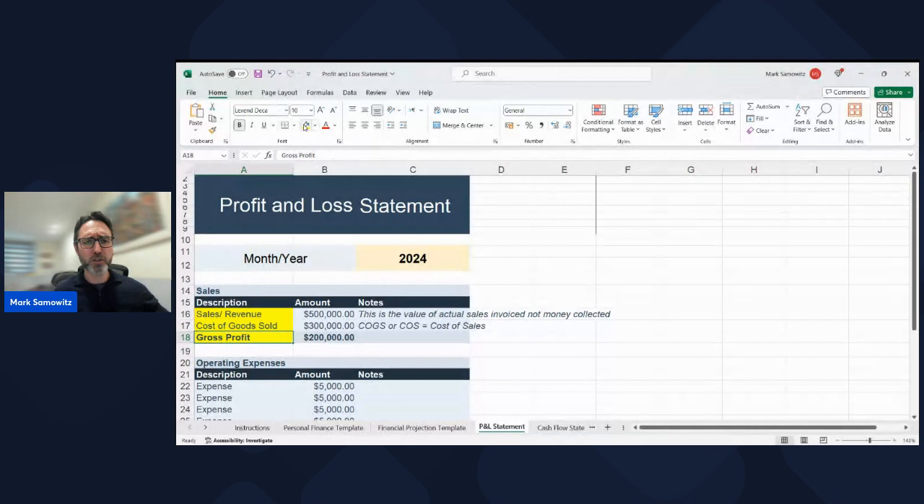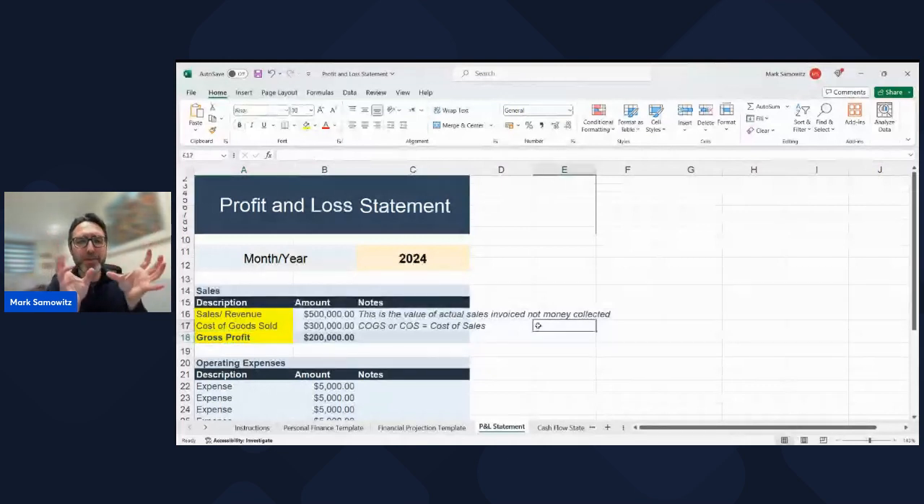Now, cost of goods sold, we would call a direct expense. And what is a direct expense? A direct expense means that that expense only happened as a result of having made the sale. Without having made the sale, we would have had no cost of goods sold expense. So rent or salaries or insurance, they're unrelated to making the sale. So those would not be direct expenses.